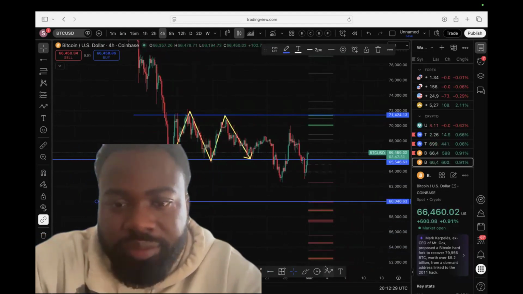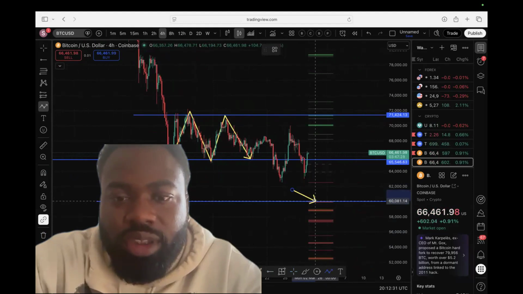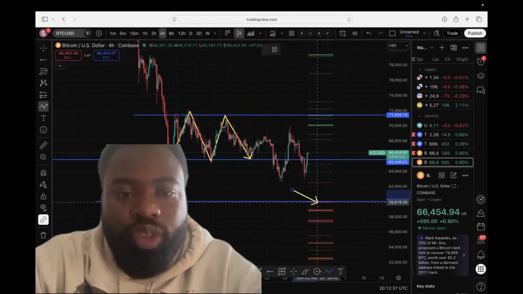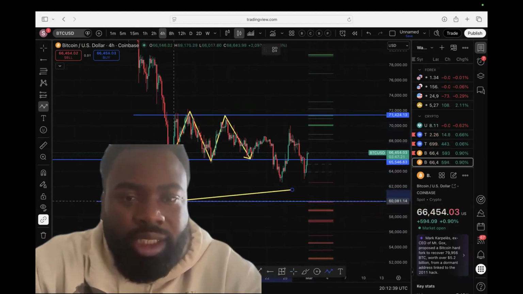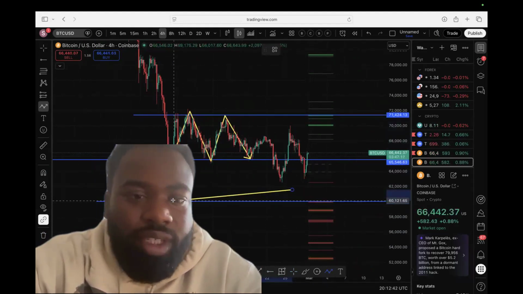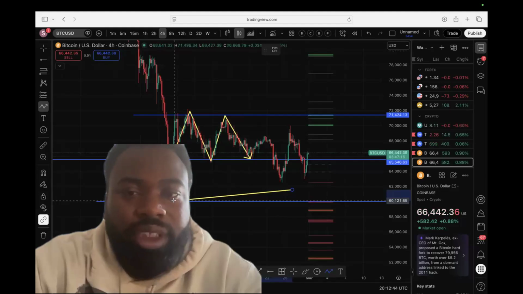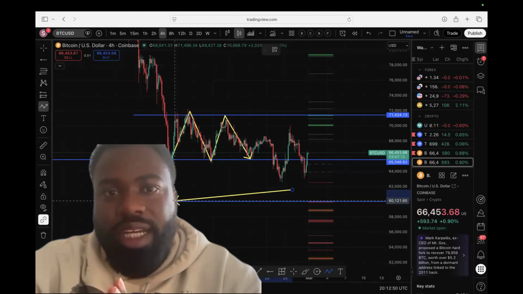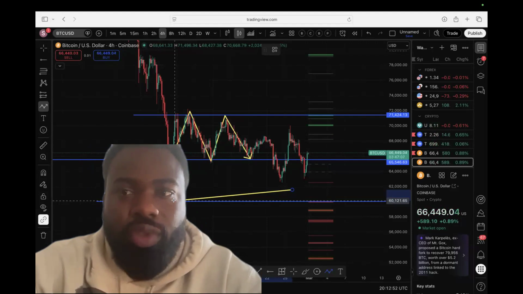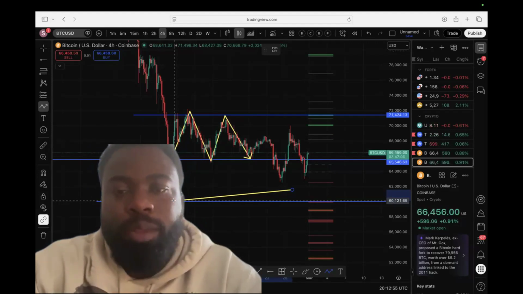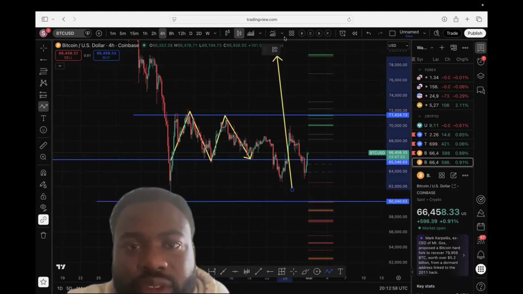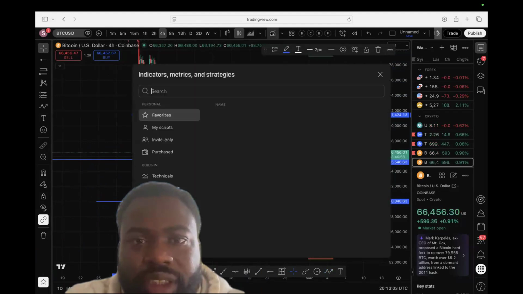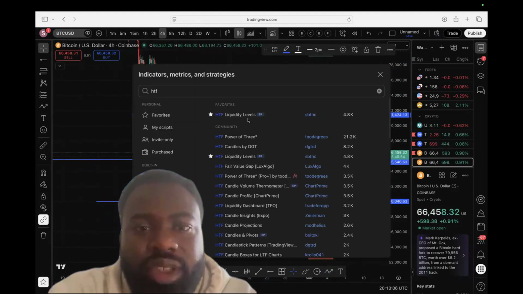Y'all see this red? This red right here is where the liquidity is. Liquidity means money. So the price drops so fast so they can get millions of dollars out of the market from people that are over-leveraged. So when you're trading, it's very important not to just know support and resistance, but to know where the liquidity is. The name of this indicator, everybody write that down, is called HTF liquidity levels.